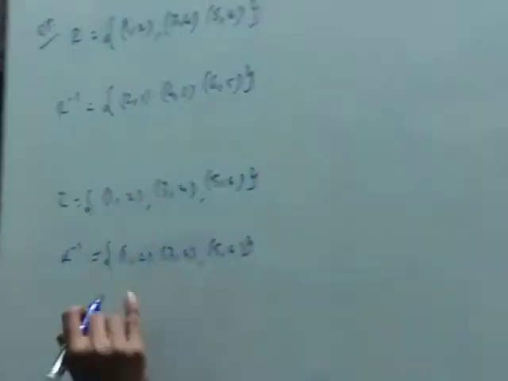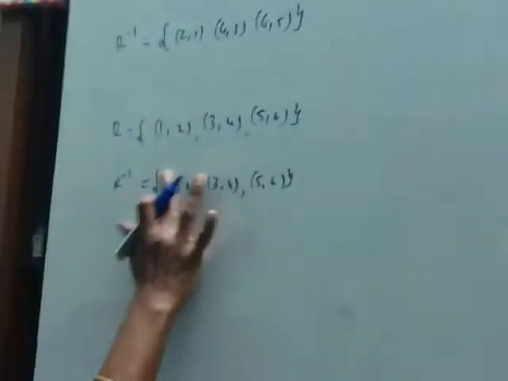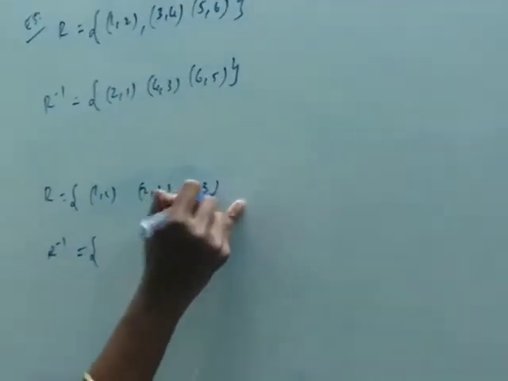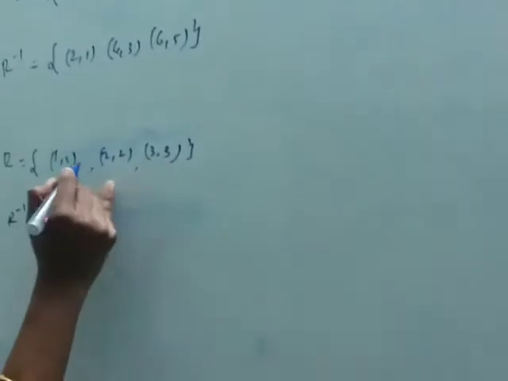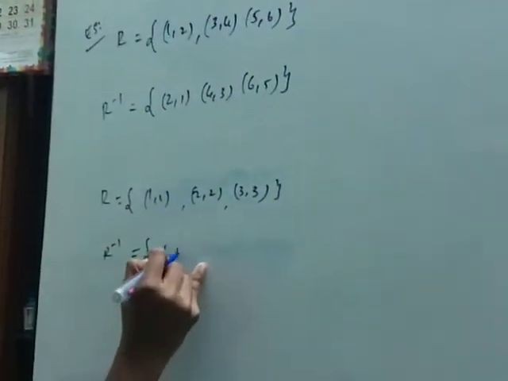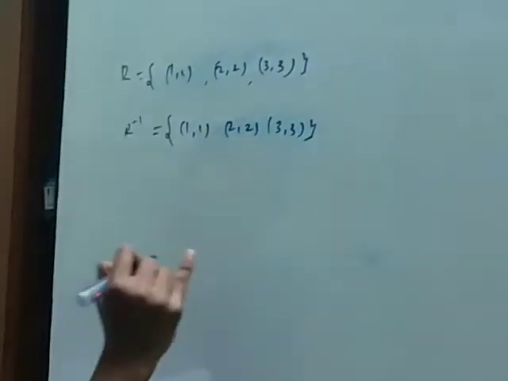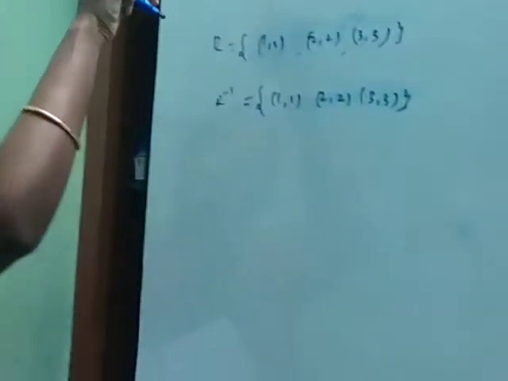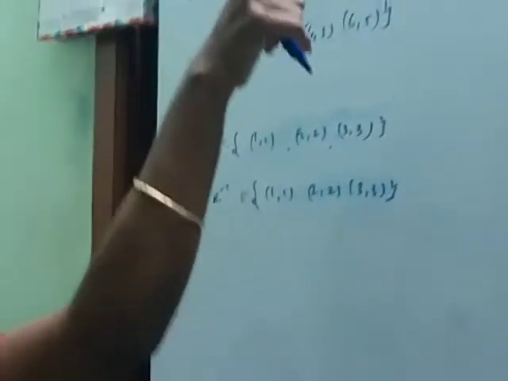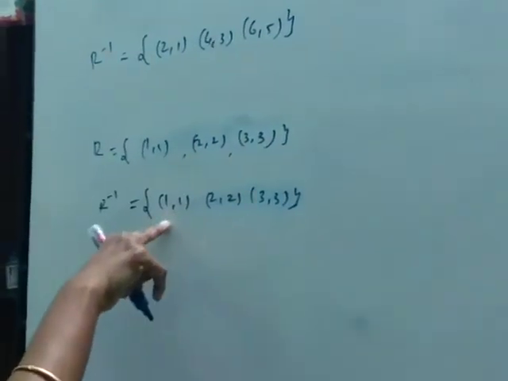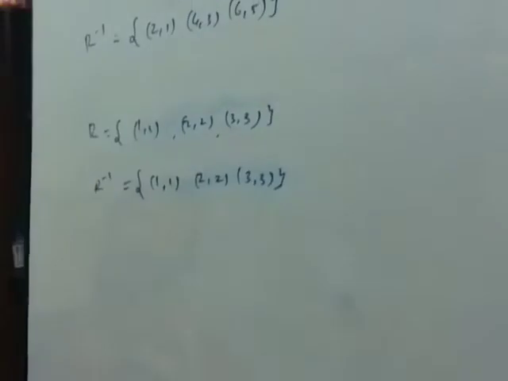R equal to R inverse. Then you are having that same element. 1 comma 1, 2 comma 2, 3 comma 3. This is only possible in that ordered pair having that same number. So R inverse is equal to 1 comma 1, 2 comma 2, 3 comma 3 like that. Okay. Yeah? So here let R be a relation on a set such that R equal to R inverse, then that R is symmetric.